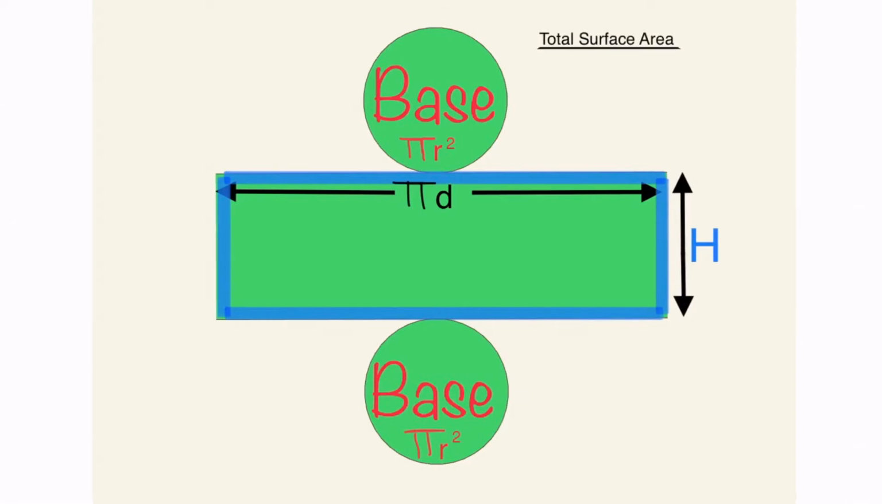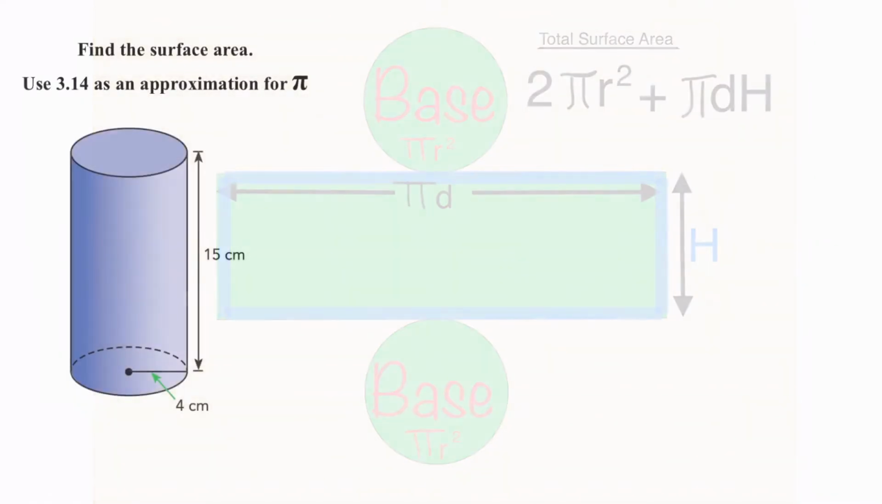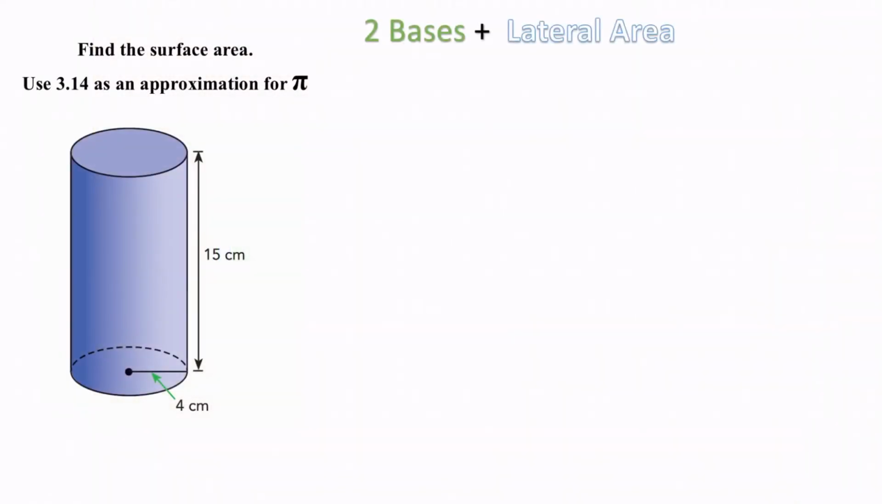So the total surface area will be those two base areas, so 2 times pi times the radius squared, and then we'll add that lateral area, which is pi times diameter times the height of the cylinder. So let's see it in action here.